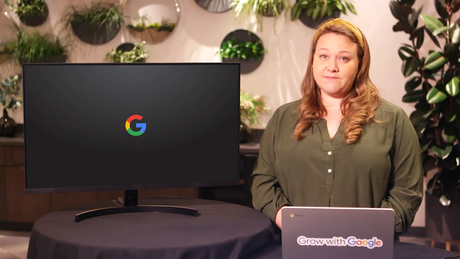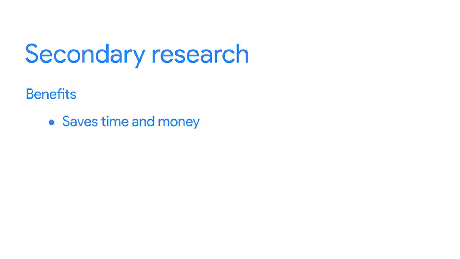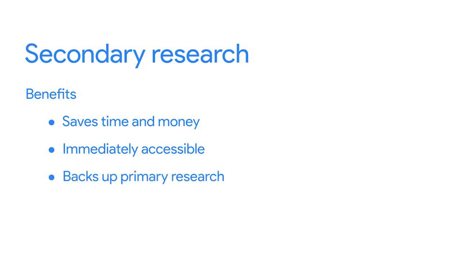Chances are a credible study on this already exists. Finding one can save your team time and money. Plus, why redo work that's already been done? Another cool thing about secondary research is that it's immediately accessible. Usually, all you need is a good internet connection. Last, secondary research can be used to back up your own primary research. If users mention something during interviews, you might want to find secondary research to back it up.